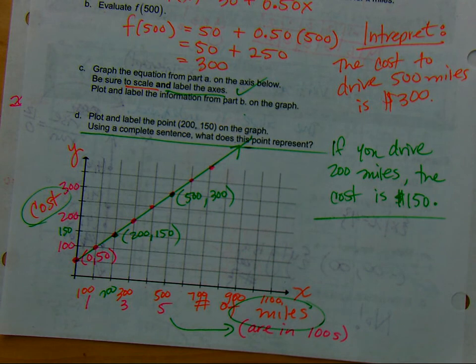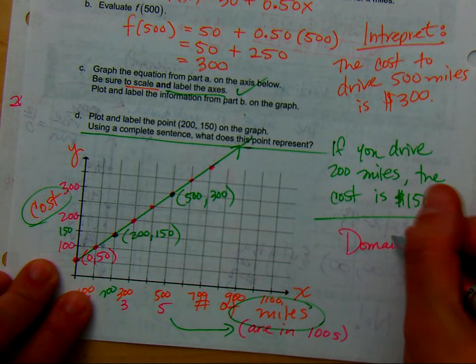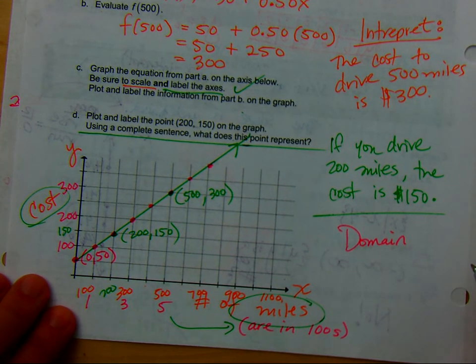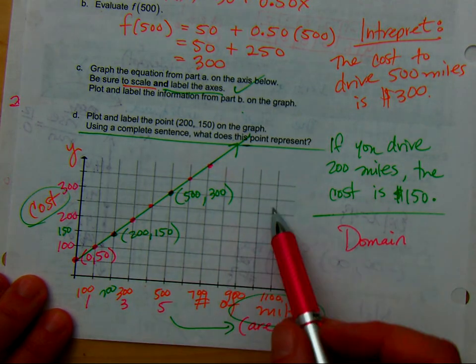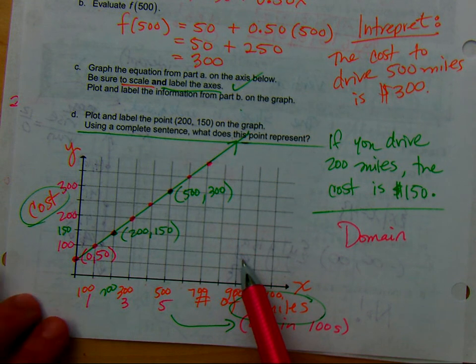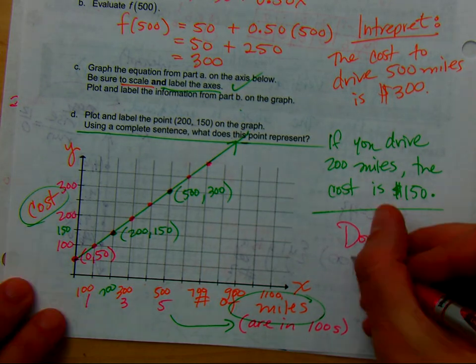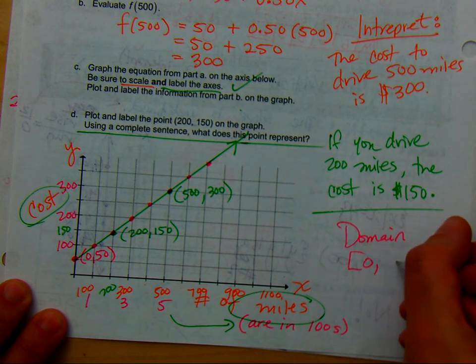Any more questions? What's the domain of this situation? Just because we were talking about domain and range. Who can tell me what the domain in the context of the word problem would be? Notice that we only use the first quadrant. Why do you think we only use the first quadrant to graph this? Why didn't I have quadrants 2, 3, and 4? Because you can't have negative miles, right? And you would never have negative money. So the domain could be from 0 to infinity.